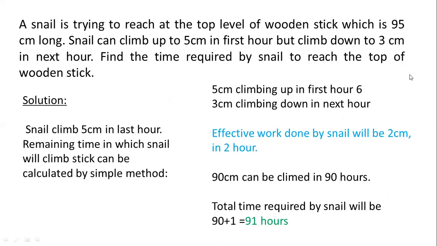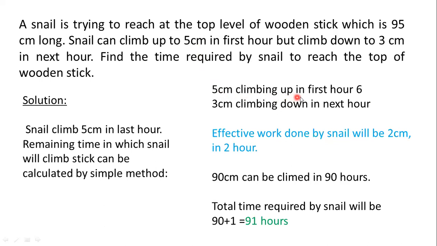So in the problem it is given, a snail is trying to reach the top of a wooden stick, which is 95 centimeters long. Now the snail can climb up 5 centimeters in the first hour, but climbs down by 3 centimeters in the next hour. Find the time required by the snail to reach the top of the wooden stick. Okay. See, again, you have to approach with the same concept.